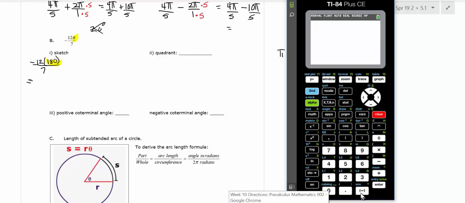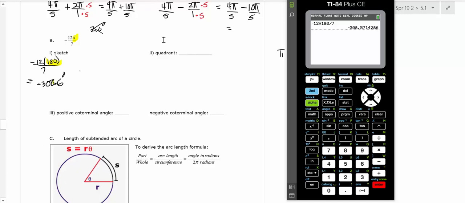So I'm going to do negative 12 times 180 divided by 7. It'll come out with a decimal result here, but that's okay because we're just sketching anyway. So that would be the same thing as about negative 308.6 degrees. Okay, so we're going to do that.